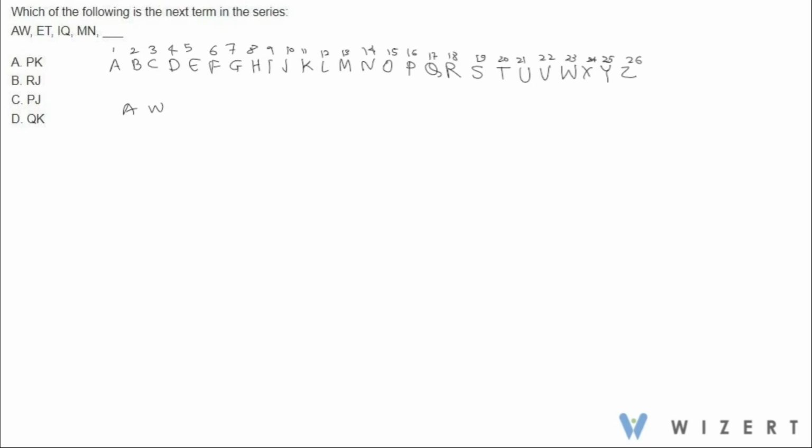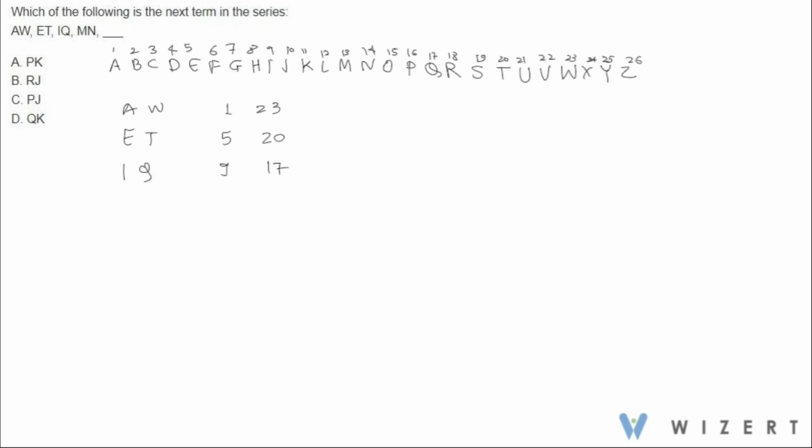So let's see, AW means 1 and 23. Then we have ET, which means 5 and 20. Then we have IQ, which is 9, and Q is 17.